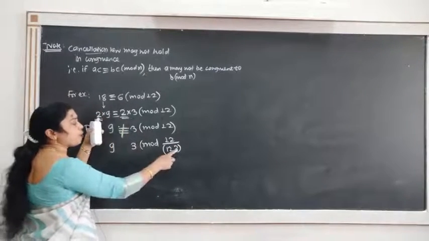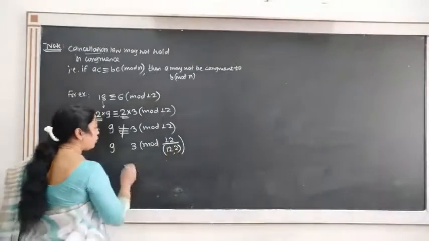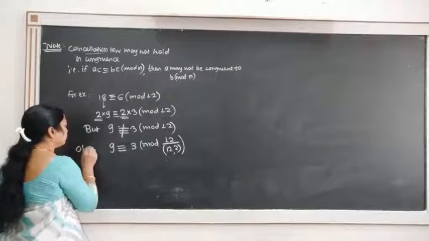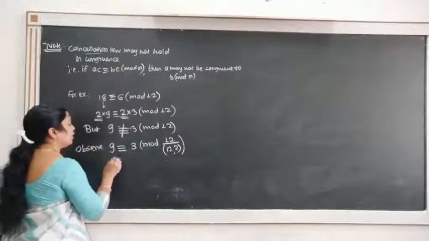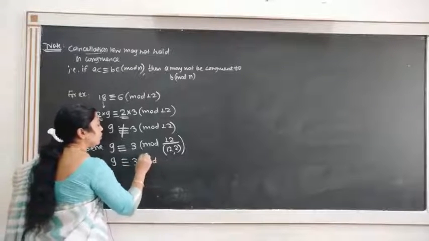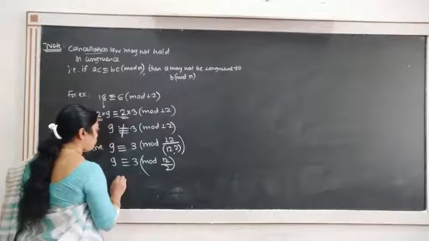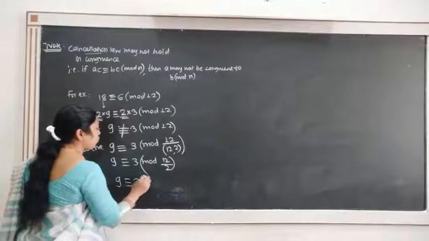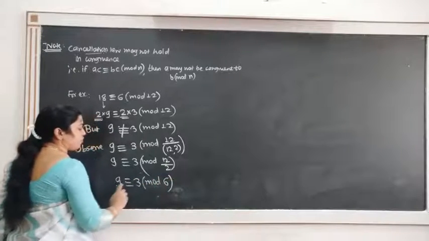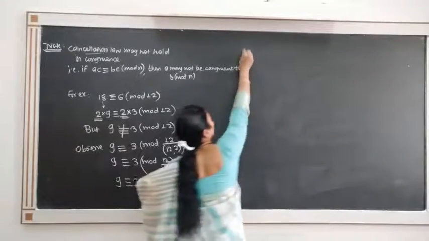So I will take this common part and take the GCD of 12 and 2. So this will become congruence. That is, 9 is congruent to 3 modulo 12 upon GCD, which is 2. 12 by 2 is 6. Observe that 9 is congruent to 3 modulo 6 because 6 divides 9 minus 3.